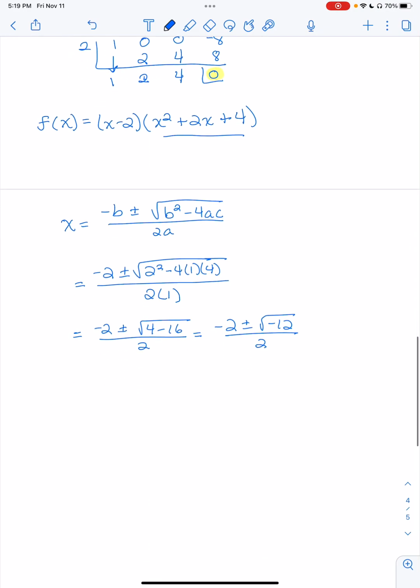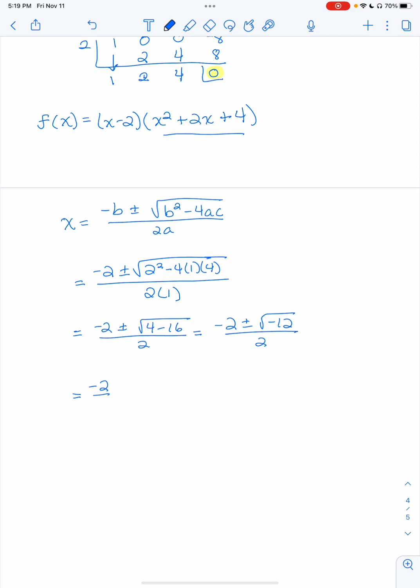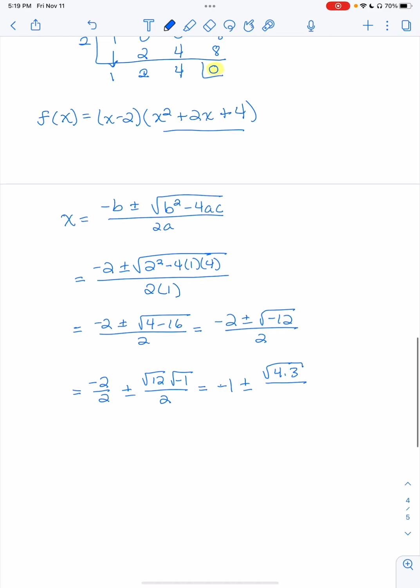So if I split this fraction up a little bit, I have negative 2 over 2 plus or minus the square root of negative 12 over 2, which is going to be equal to negative 1 plus or minus, I can write this as the square root of 4 times 3, so I'm going to be able to take out the square root of 4 part, over 2 times i, which is going to equal the square root of 3. Sorry, wait, let's put the beginning one in there, which is going to equal negative 1 plus or minus 2 times the square root of 3 over 2 times i, which will just be equal to negative 1 plus or minus the square root of 3 i.